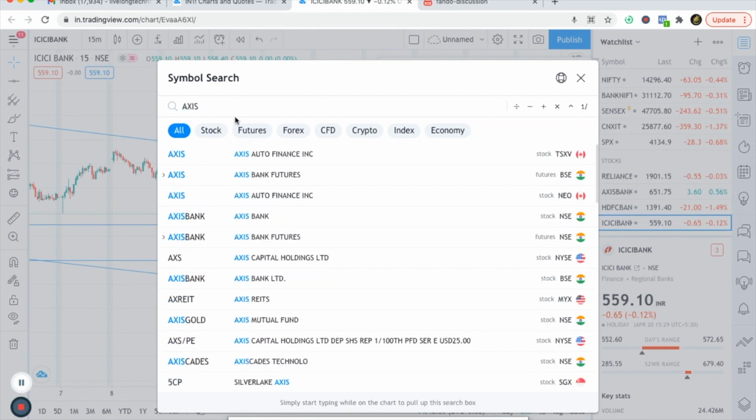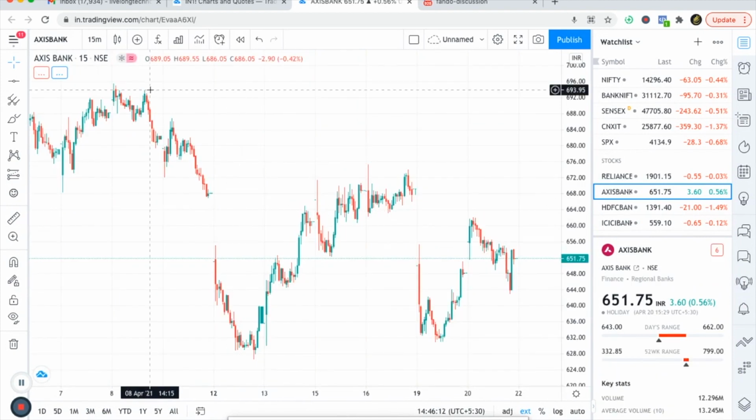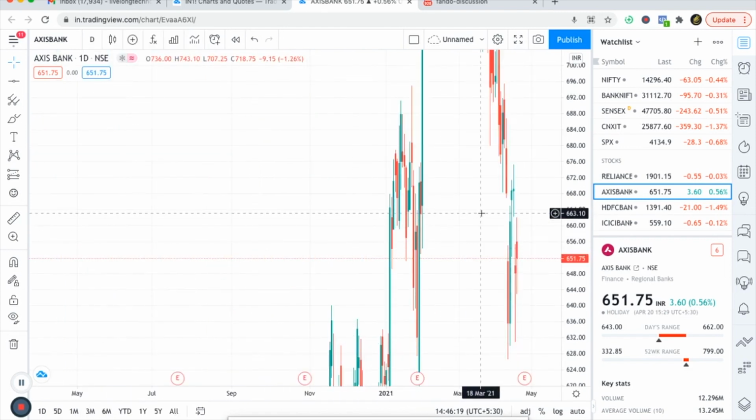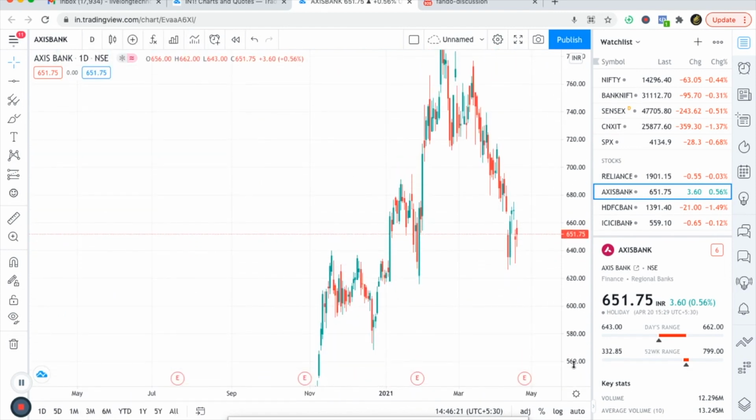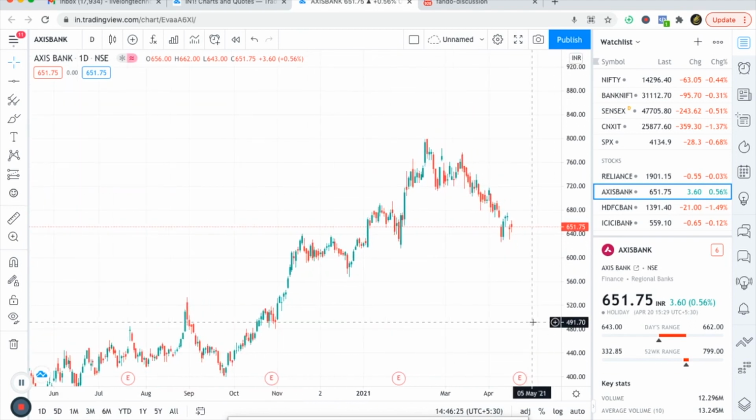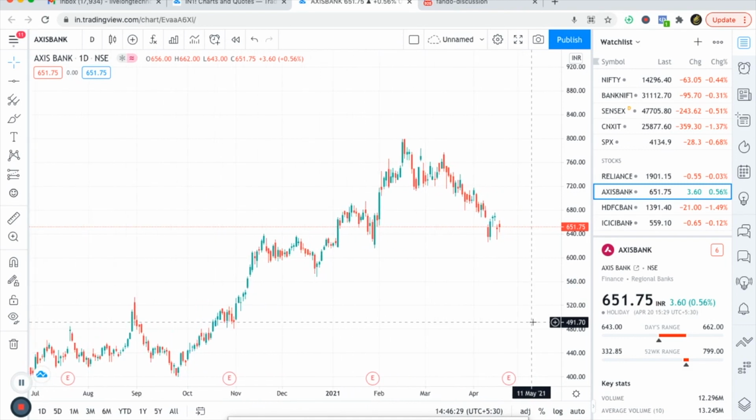Axis. That's also sideways. It looks almost similar. Axis and ICICI mostly move in a similar manner. In the 1 day time frame, not just ICICI Bank or Axis Bank, almost every single stock is in some sort of bearish sentiment. From the month of March onwards, almost every single stock is in some sort of bearish sentiment.